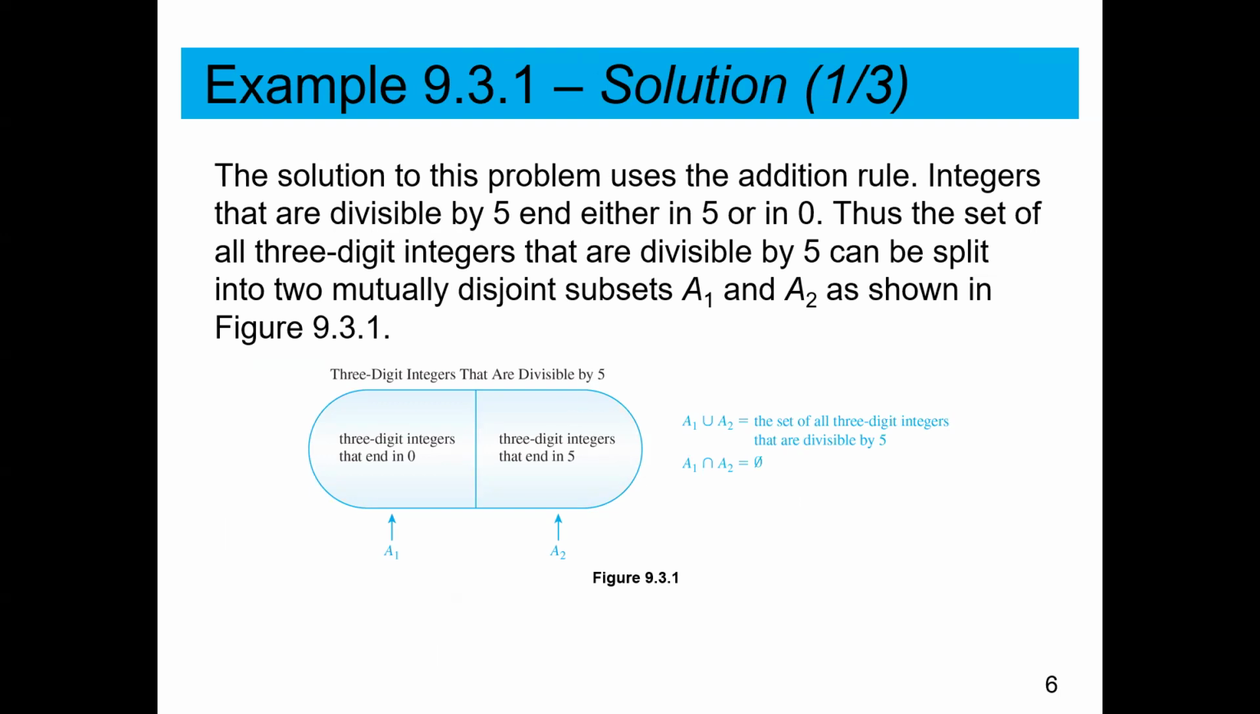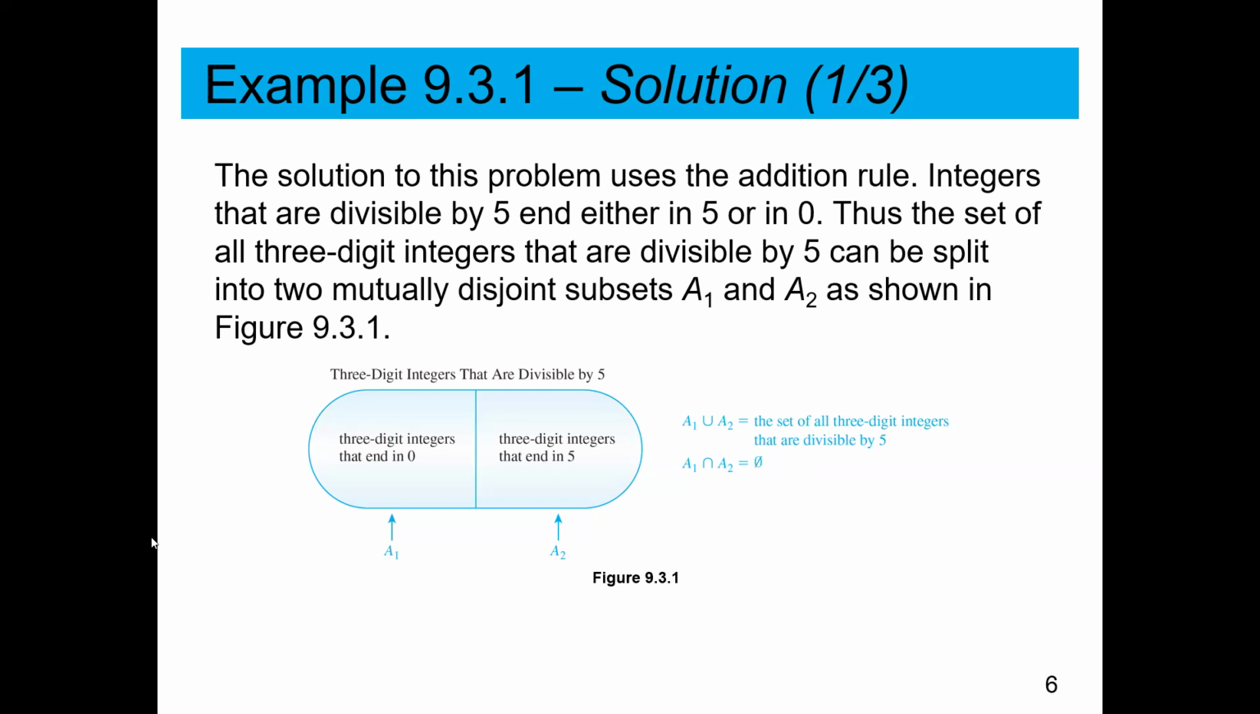Thus, we can split up the three-digit integers that are divisible by 5 by breaking them into those two sets. So if I can count how many 3-digit integers end in 0, and count up how many 3-digit integers end in 5, have a ones digit of 5, then that will tell me the total. Now notice one of the key things here is this detail right here, that their intersection is the empty set. Remember, that's not 0, that's the empty set. So the key part for this to work is their intersection has to be empty.